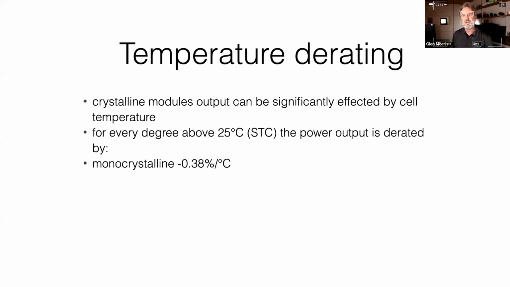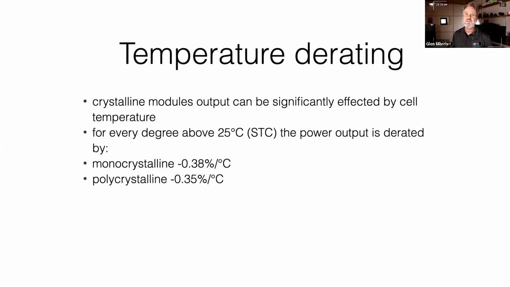For the monocrystalline panels, this figure varies from manufacturer to manufacturer slightly. The lower that number, the better. And it might be these days around negative 0.38% per degree Celsius. That means for every degree you go above 25, which is test conditions, you're losing 0.38% of your power. And for, say, polycrystalline, generally a little bit better, a little less temperature derating, they're losing 0.35% for every degree you go above it. And of course, it's a linear relationship in the opposite direction as well.